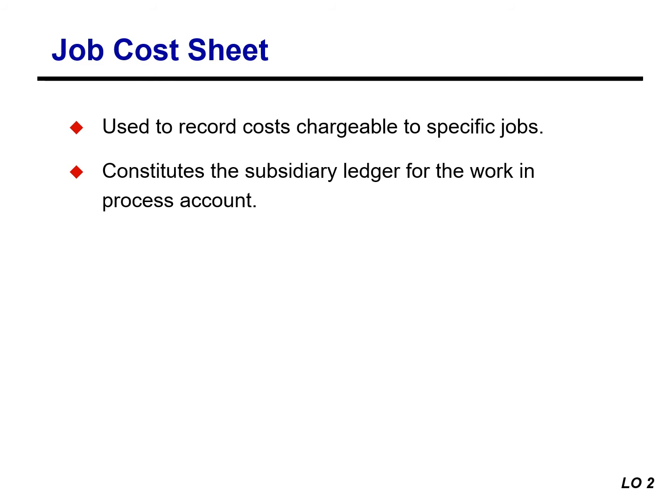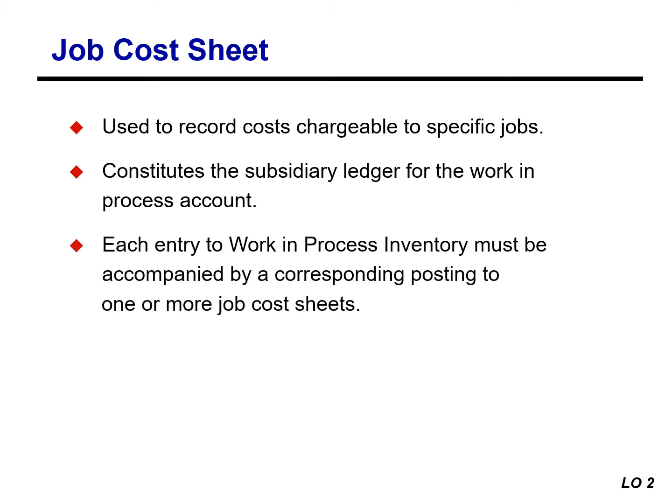The job cost sheets are the subsidiary ledger for the work in process inventory account. The work in process inventory account is referred to as a control account because it summarizes the detailed data regarding specific jobs contained in each job cost sheet. Each entry to work in process inventory must be accompanied by a corresponding posting to one or more job sheets.